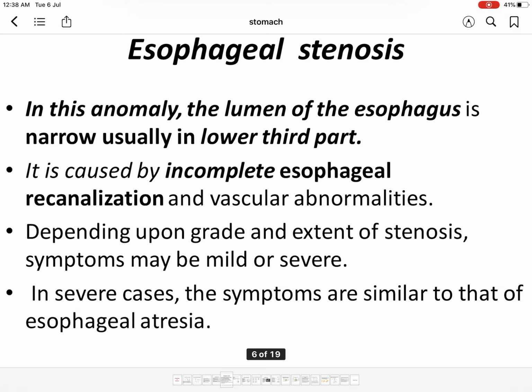And this stenosis also may occur due to some vascular abnormalities like dysphagia lusoria. And the symptoms of esophageal stenosis are almost similar to esophageal atresia.